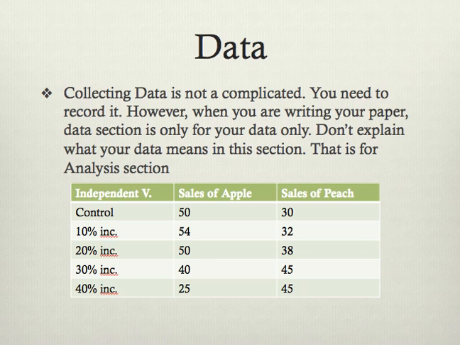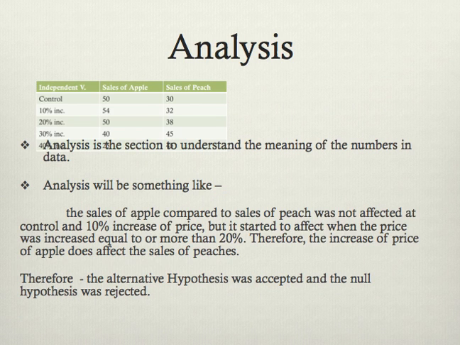Analysis, the understanding of numbers, is for the next section, the analysis section. Analysis is a section to understand the meaning of the numbers in the data. Analysis will be something like: the sales of apples compared to the sales of peaches was not affected at control and a 10% increase of price, but it started to affect when the price was increased by 20% or more.